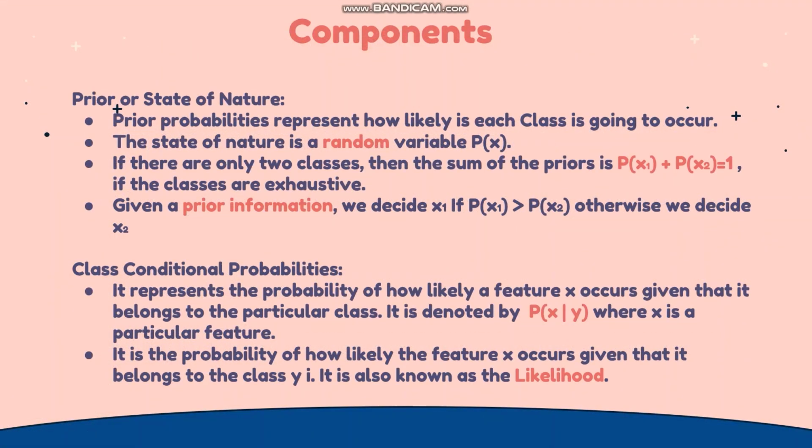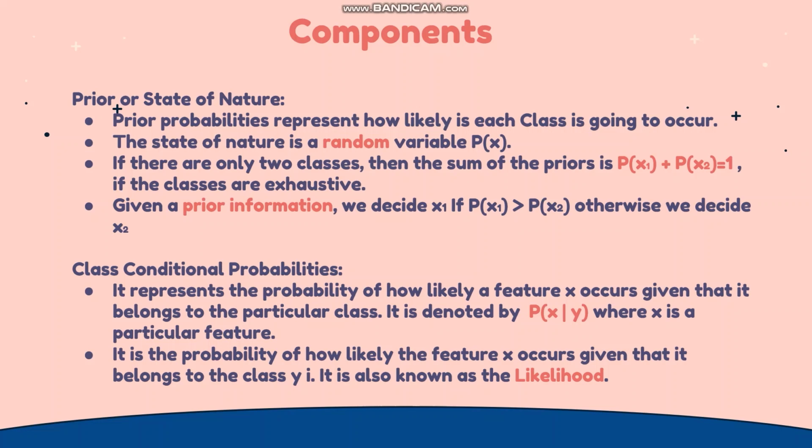And now for the components. Prior or state of nature. Prior probabilities represent how likely each class is going to occur. The state of nature is a random variable. If there are only two classes, then the sum of priors, the probability of x1 plus the probability of x2, is equal to 1 if the classes are exhaustive. Given a prior information, we decide x1 if the probability of x1 is greater than the probability of x2. Otherwise, we decide x2.